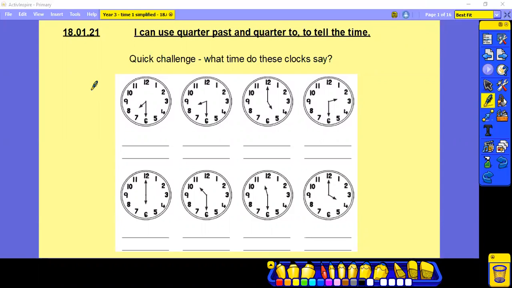So this week we're looking at time. Let's start by writing the short date and underlining, and then writing the learning objective: I can use quarter past and quarter to tell the time, and underline that.